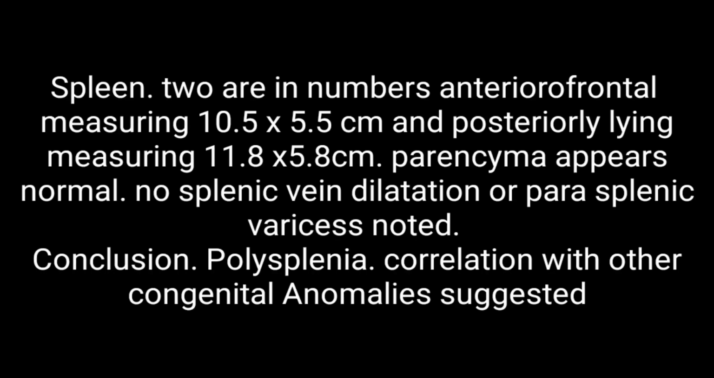So far as this polysplenia is concerned, here you have to write that two spleens are present, the anterior frontal one measuring blah blah blah, and the posteriorly lying spleen measuring blah blah. Take the measurement in three dimensions. Comment on the parenchyma, that the parenchyma appears normal. Look for the splenic vein, whether it's dilated or not, or whether there are any parasplenic varices or not. After this, you must come to the conclusion that this is a case of polysplenia.